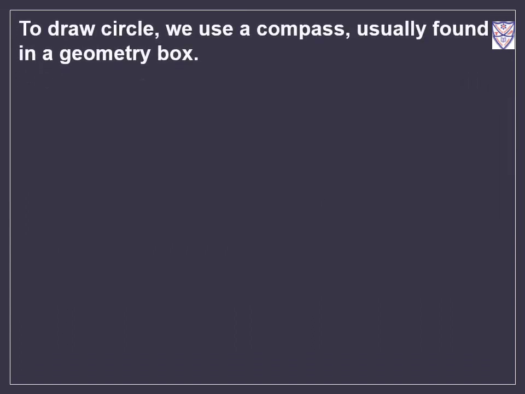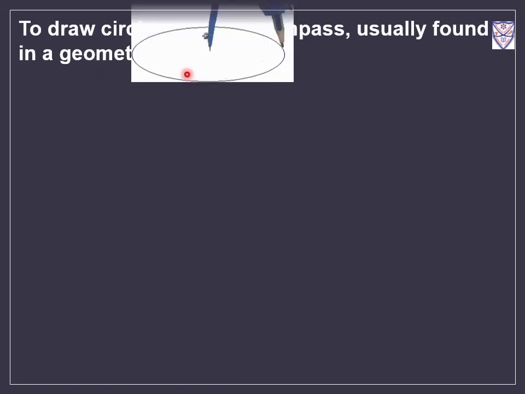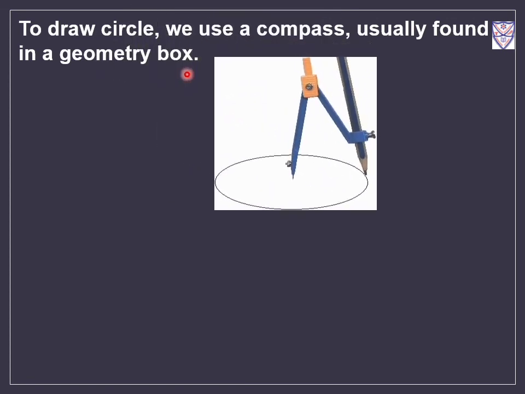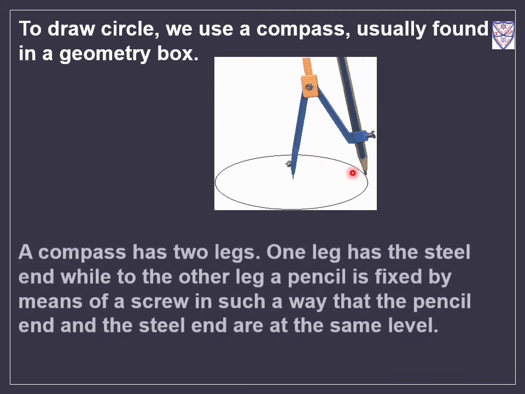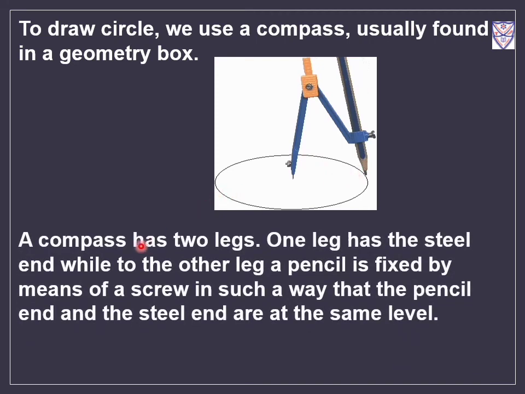Now next, to draw a circle we use a compass, usually found in a geometry box. Now what is a compass? This is also what we call a rounder. With the help of this we can draw a circle. A compass has two legs. One leg has a steel end while to the other leg a pencil is fixed by means of a screw.